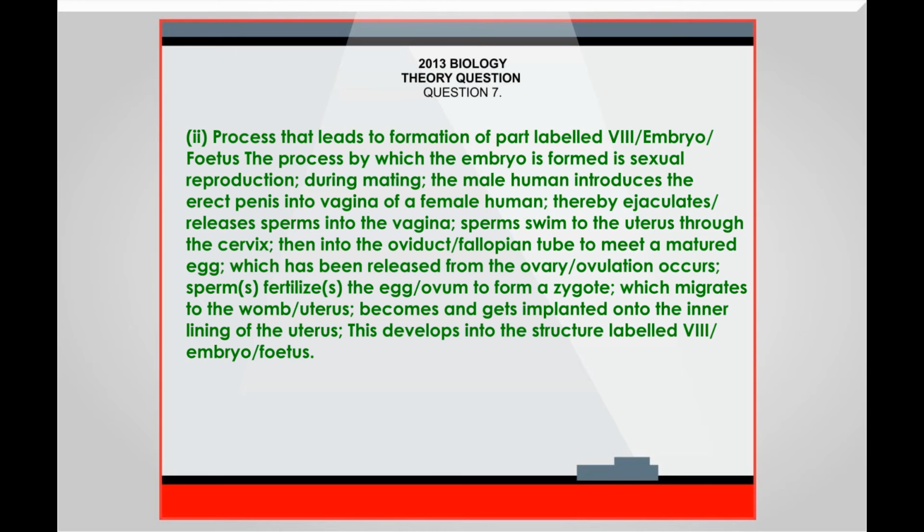Sperms fertilize the egg, that's the ovum, to form a zygote which migrates to the womb, the uterus, and gets implanted into the inner lining of the uterus. This develops into the structure labeled VIII, that's the embryo/the fetus.